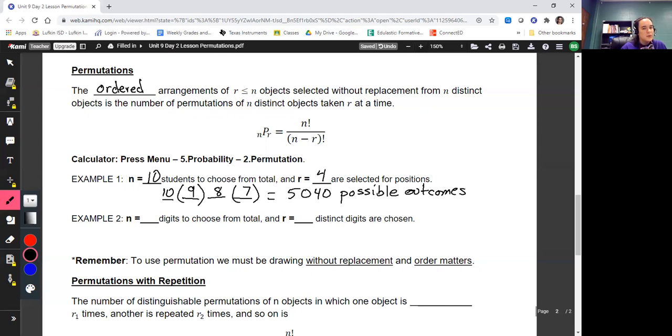Our next one, let's say you have 10 digits to choose from, and you're choosing 5 of the digits. So we've got 5 spaces to choose from. And again, we can't replace. We've got 10 times 9 times 8 times 7 times 6, which gets us 30,240 possible outcomes.